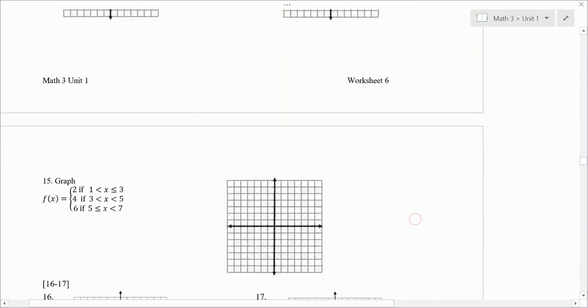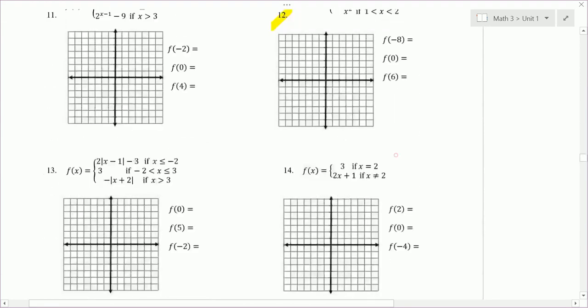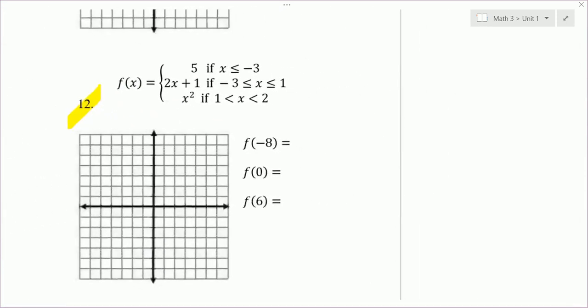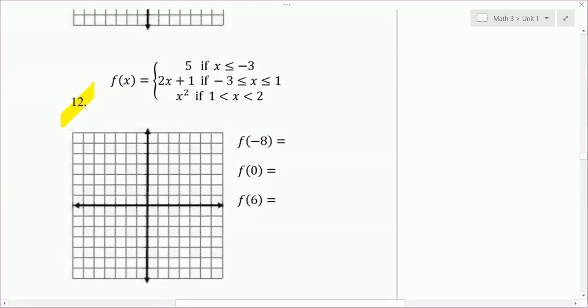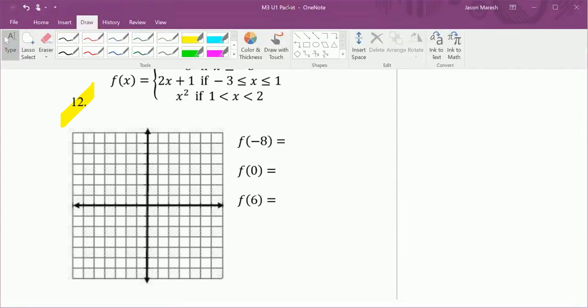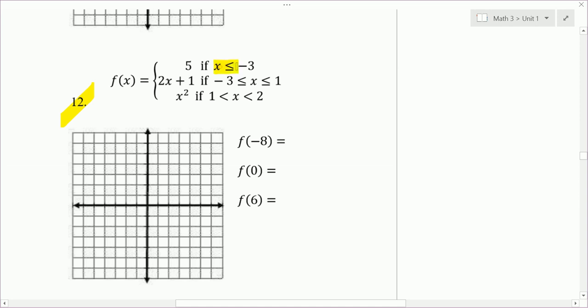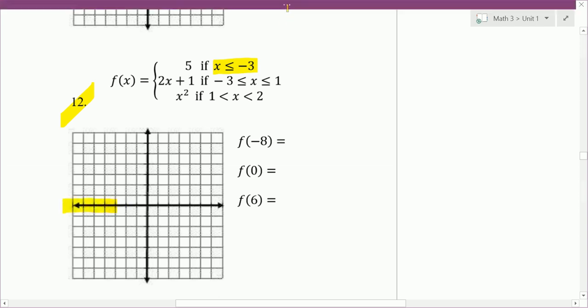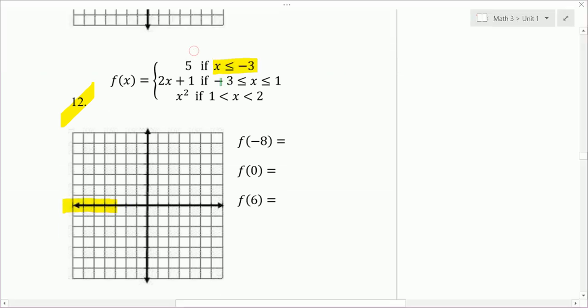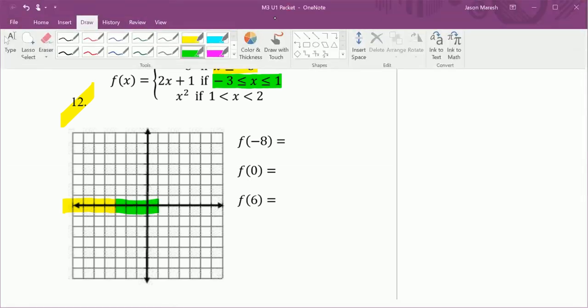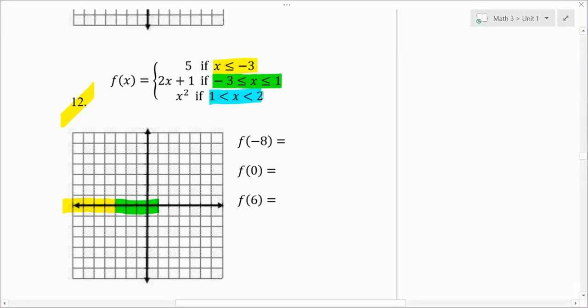And let's finish with number 12. Actually, we're going to do 12 and 17. 12, we got 3 pieces. So the first piece I'll highlight is from x less than or equal to negative 3. Right there. The second piece goes from negative 3 to 1. And the third piece goes from 1 to 2.